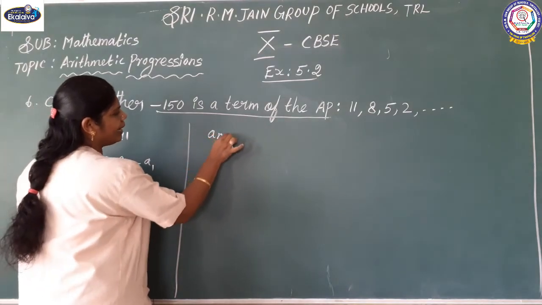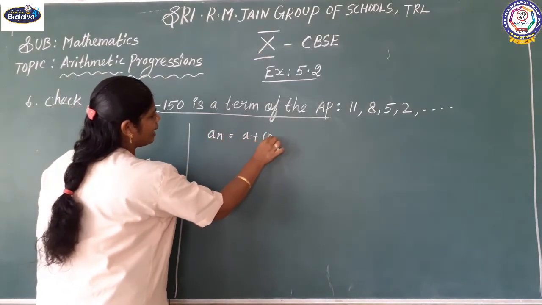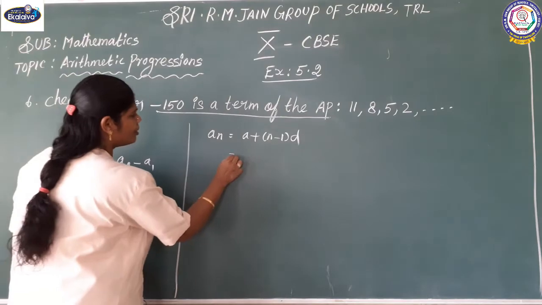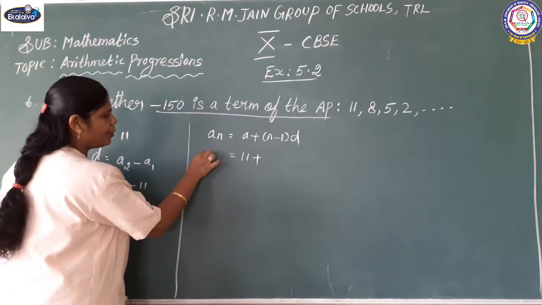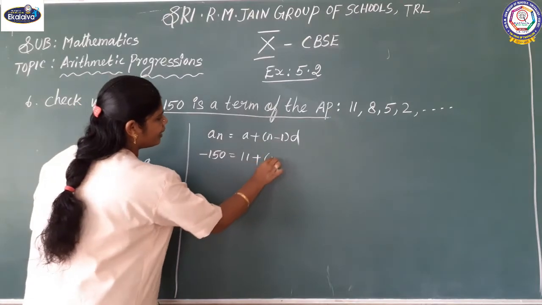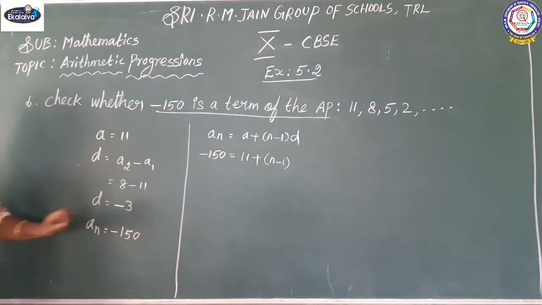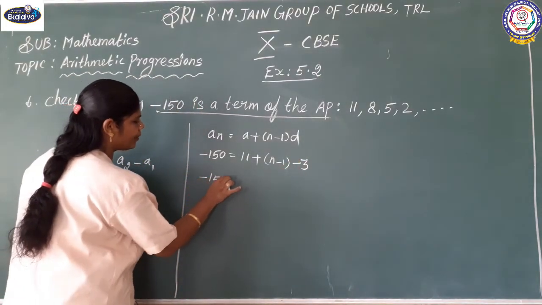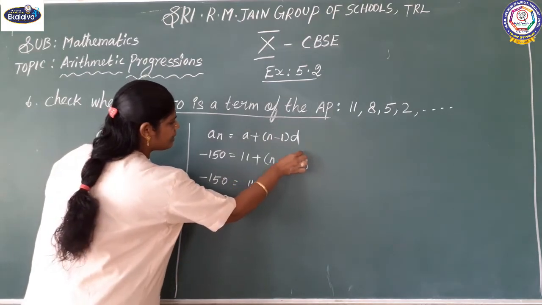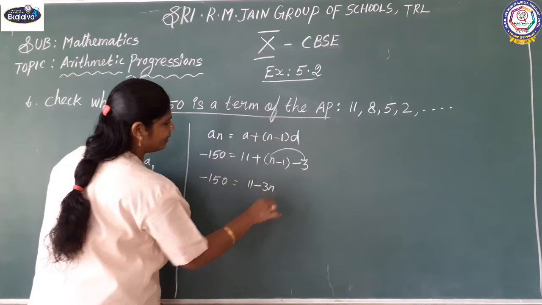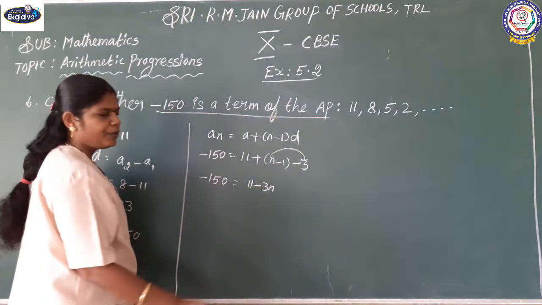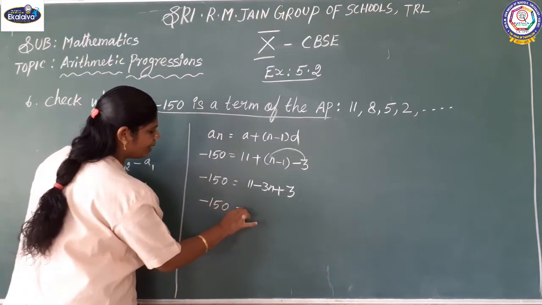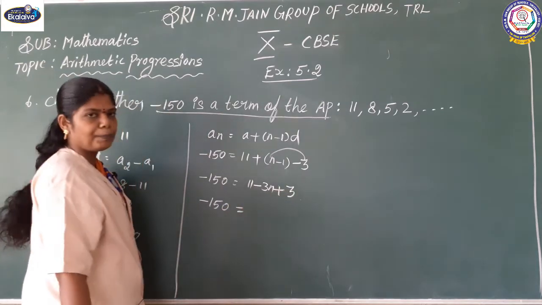So we know that an equals a plus (n minus 1) into d. Here you substitute the value a equals 11. So 11 plus, an value minus 150, (n minus 1) into d value minus 3. So minus 150 equals 11 minus 3 into n, you get minus 3n, minus 3 into minus 1, you get plus 3. So minus 150 equals 11 plus 3.